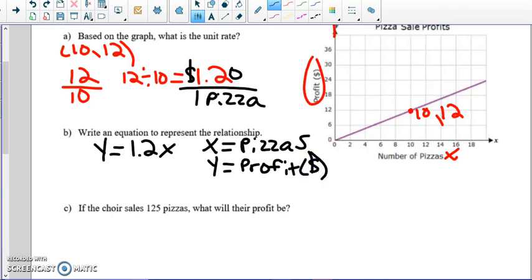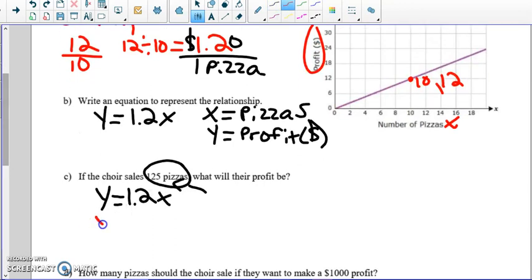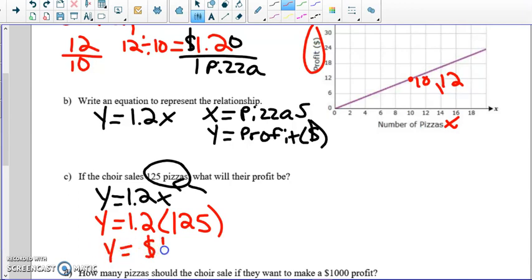All right, now let's look at question C. If the choir sells 125 pizzas, what will their profit be? So 125 pizzas represent the x variable. So in my equation, y equals 1.2x, we are going to substitute 125 in for x. So y equals 1.2 times 125. And when I multiply 1.2 times 125, I get y equals $150. So that means if they sell 125 pizzas, they only make a profit of $150.